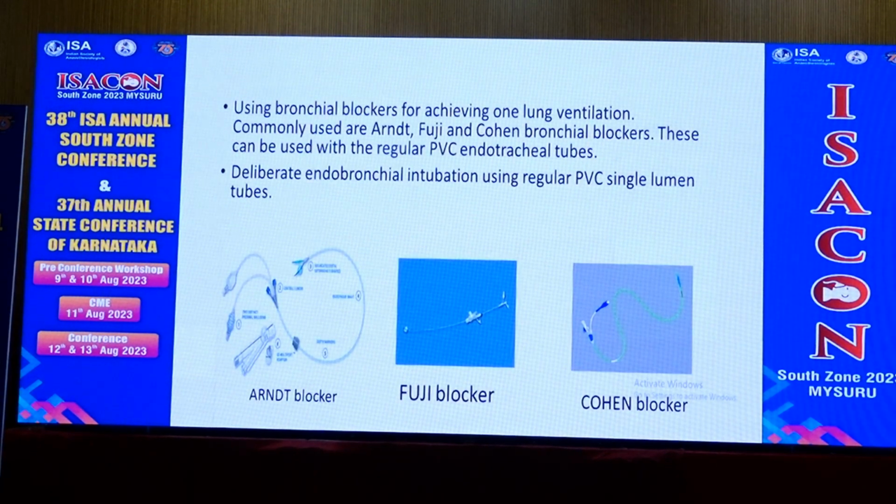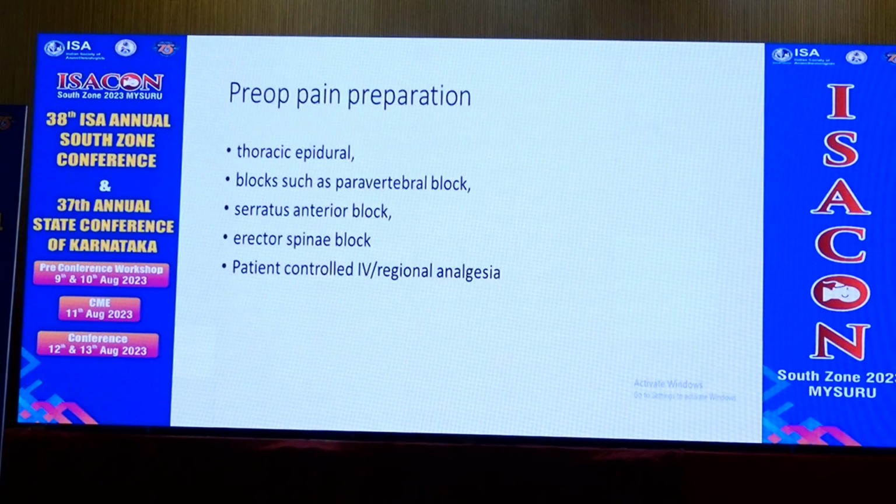The bronchial blockers that can be used through these Univent tubes are the Ant blocker, Fuji blocker, Cohen blocker, or we can use our regular endotracheal tubes by making an endobronchial intubation and then giving a single lumen tube, which is a very old technique. We have to do preoperative preparation for pain also, depending upon the psychology and physiology of the patient.